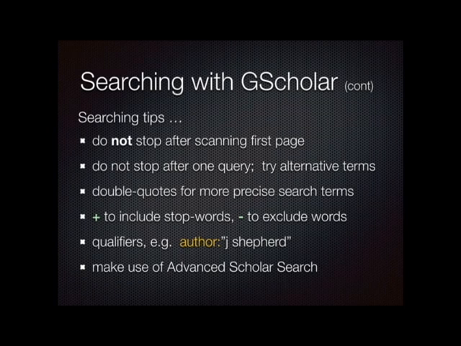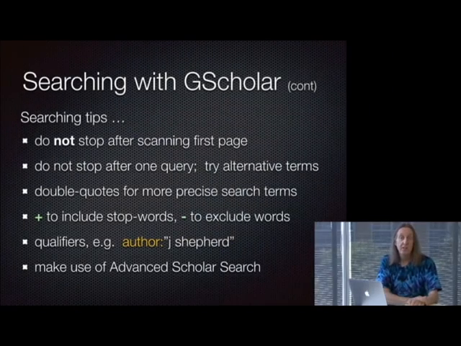Okay, what other tips? Google Scholar will give you matches like Google does. It'll give you 10 per page. Don't stop after the first page. You may find 3 or 4 interesting ones on the first page, but that's not going to be the end of it. You probably want to go to the second and third page before you give up. You don't want to go to the 100th page. You'll start to see that the articles become less and less relevant.